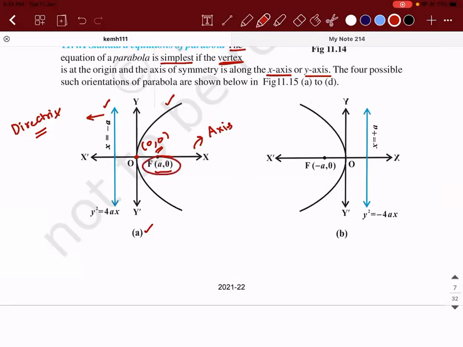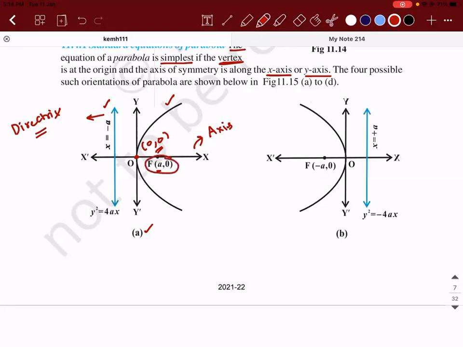Suppose we know the fact that the focus is going to lie on the axis itself. Now the axis is the x-axis, right? So if I say the focus is at a distance of small a from the origin, then what is going to be the coordinate of that point? It is going to be a comma 0. Accepted?